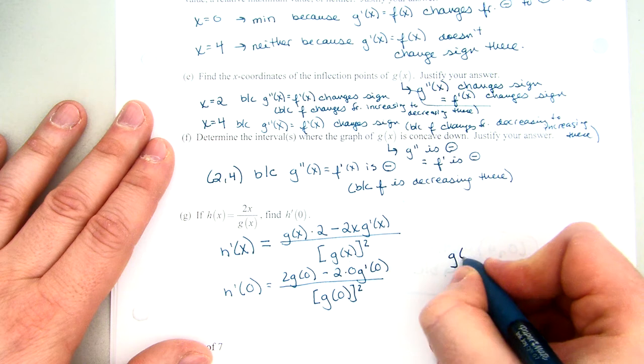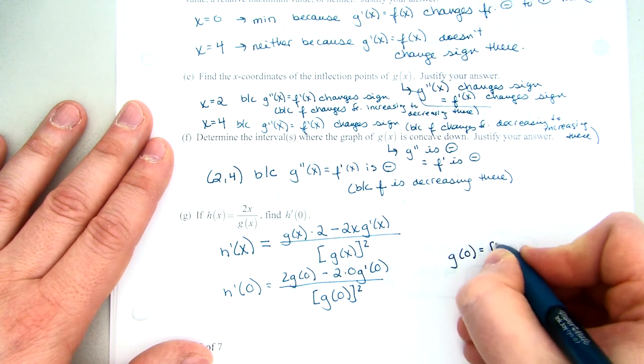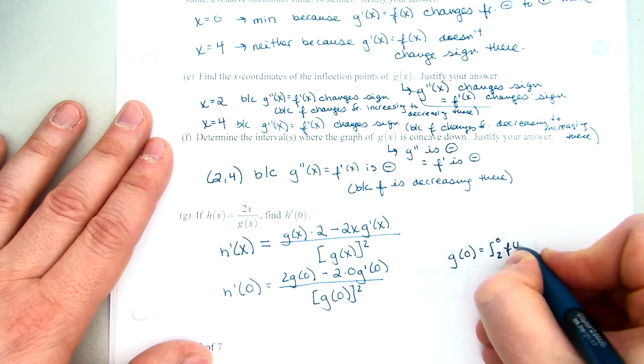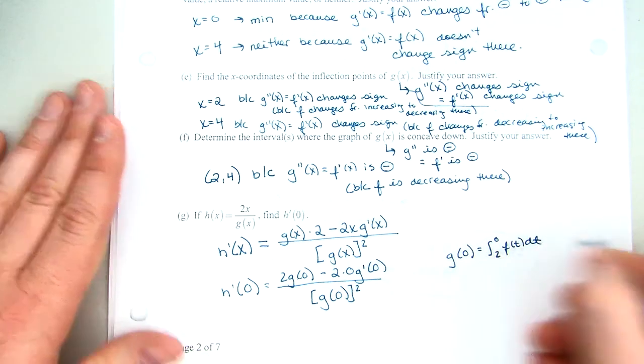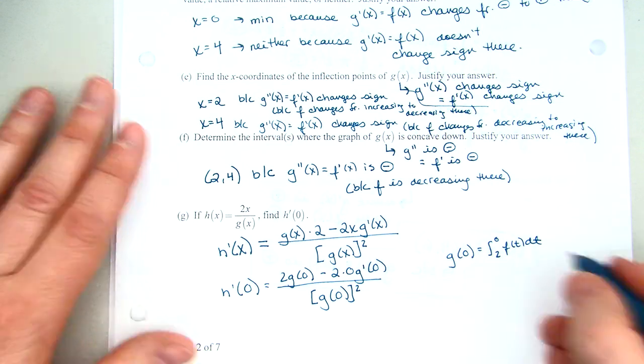G of 0, there are two ways you could do it. You could do the integral from 2 to 0 of f of t dt, which means flip it and do all those things. Or Brady, what else could we do? Why not just take what we found to be G of 0 from part A? The other way you can do it is flip back to part A because we already calculated that thing. What is G of 0? Negative 2.